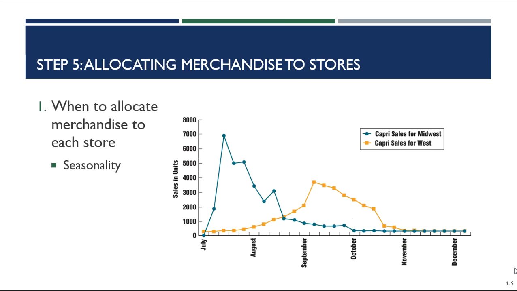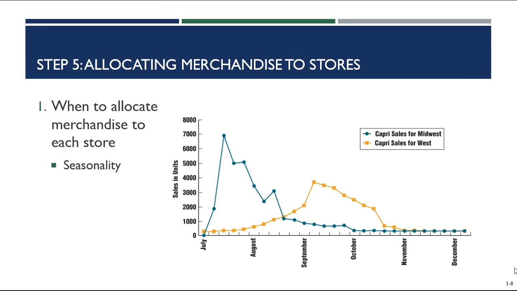So the third decision that goes into allocating merchandise is when you should allocate merchandise to the store. Timing is critical for allocating inventory levels, especially for certain types of inventory. So if you look at this exhibit here, and it's exhibit 12-12 in your textbook, it plots sales data over time for capri pants in different regions of the country. Capri sales peak in July in the Midwest, and they peak in September in the West, on the West Coast, and that's primarily due to seasonality.